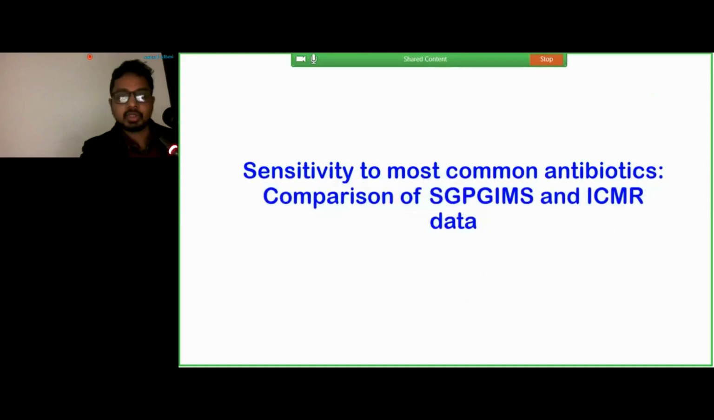After the epidemiology, you can see the sensitivity to the most common antibiotics. We have compared our data with the ICMR data.